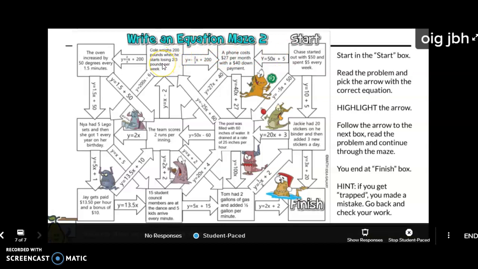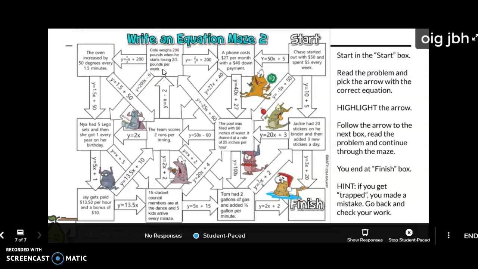Okay, in working on this in class, the most common mistake that students made was when it came to subtracting words. So if we notice right here, Cole weighs 200 pounds. When he starts losing weight, losing is my indicator. Losing is subtraction, so my slope has to be negative. My per week, that's my slope word.